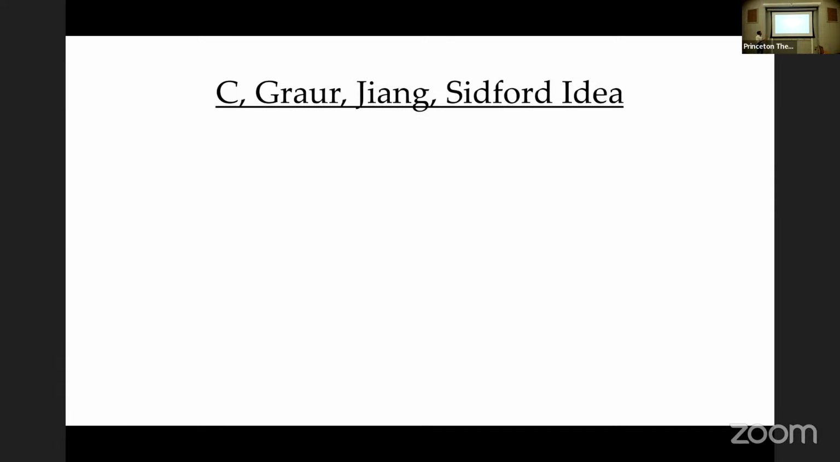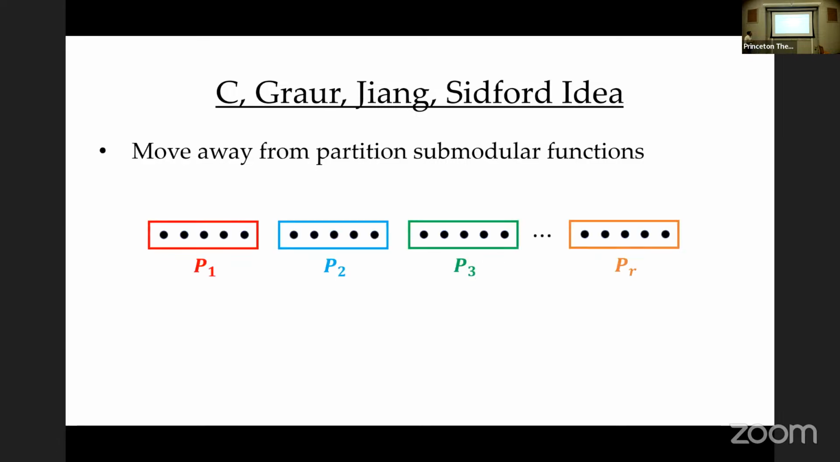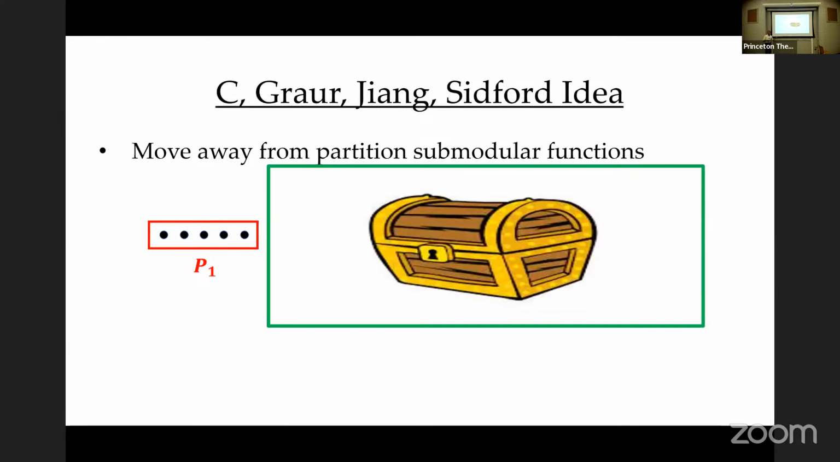So this is the paper with Andre, Hautian, and Aaron. So we move away from partition submodular functions, but we don't move away from partitions. So again, we have a partition, and again, I want that in the first round, whatever queries you make, you get no knowledge about the P2 to PR.